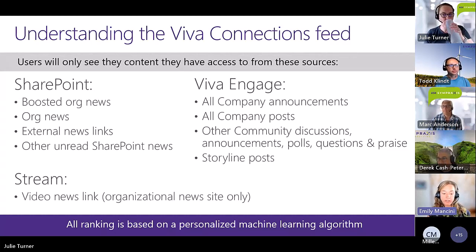Yeah, so in our conversation around managing news, one of the top places where this news appears is your Viva Connections feed. A lot of people ask, well, how do I control what shows in what order in the Viva Connections feed? And the answer is you don't, but you can influence it. So first, let's take a look at what is coming into this feed. Users will only see content they have access to from the below sources.